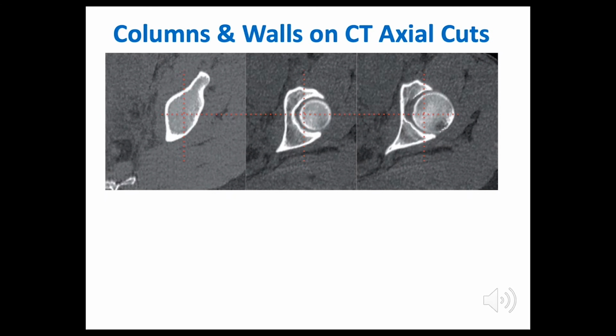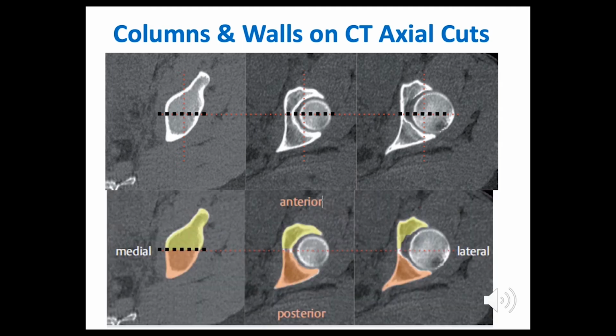We could evaluate columns and walls on the CT axial cuts by drawing two imaginary lines. The first line is horizontal, and it divides the acetabulum into anterior part, which is greenish in color, as well as posterior part, which is brownish in color. Then another imaginary vertical line which separates the column from the wall. It separates the red triangle representing the anterior wall from the greenish anterior column. Similarly, it separates the blue triangle representing the posterior wall from the brownish posterior column.